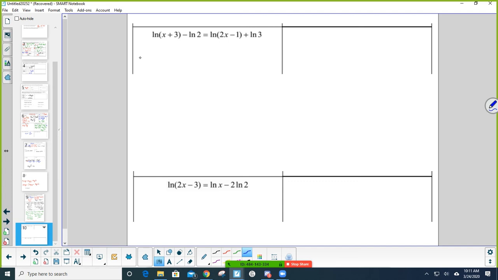So if I look at this side, I'm going to have the ln of x plus 3 over 2 equals the ln of 3 times 2x minus 1. Minus sign division, plus sign multiplication. So 1 ln on both sides. I'm going to go ahead and make this 6x minus 3. I'm going to say that's over 1. Cross multiply.